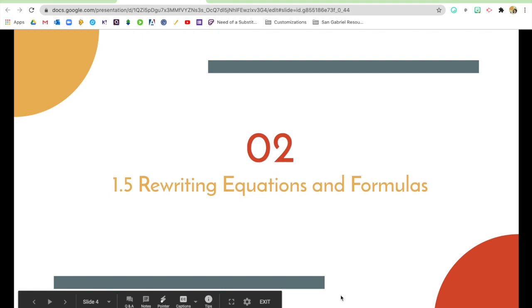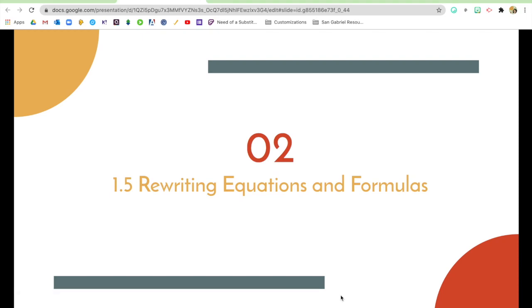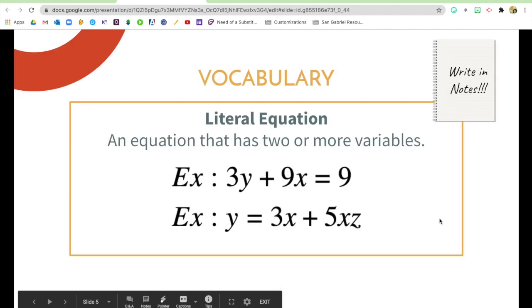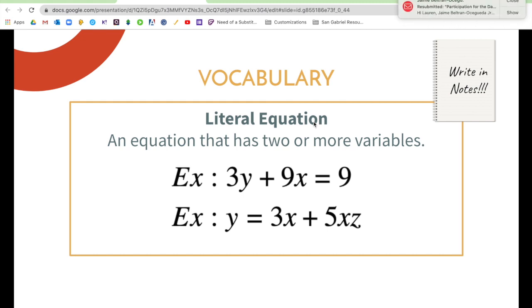Talk about Chapter 1, Section 5, Rewriting Equations and Formulas. So for vocabulary, we're going to talk about literal equations. A literal equation is an equation that has two or more variables. So for example, here we have the equation 3y plus 9x equals 9.